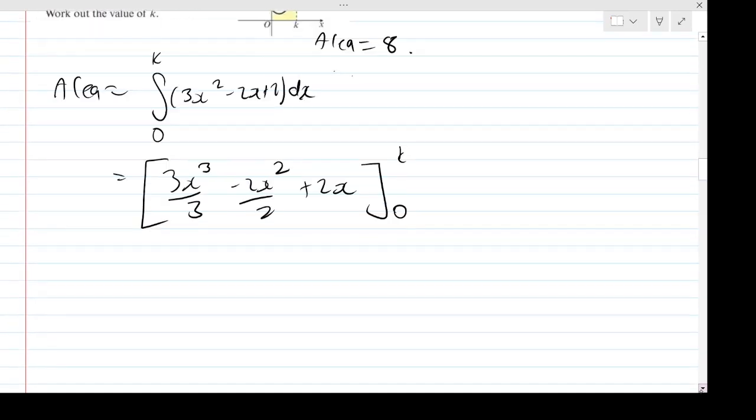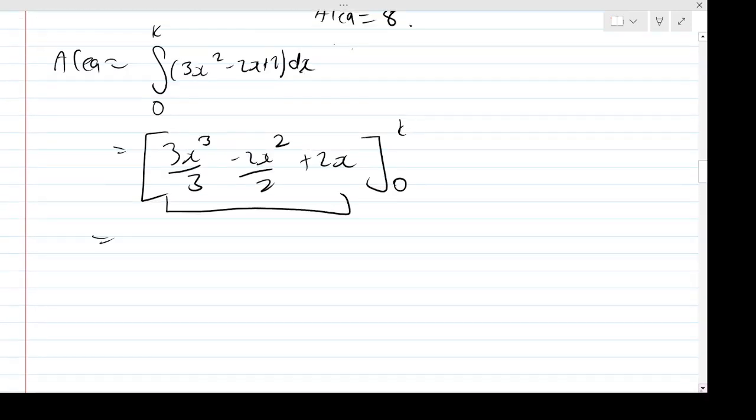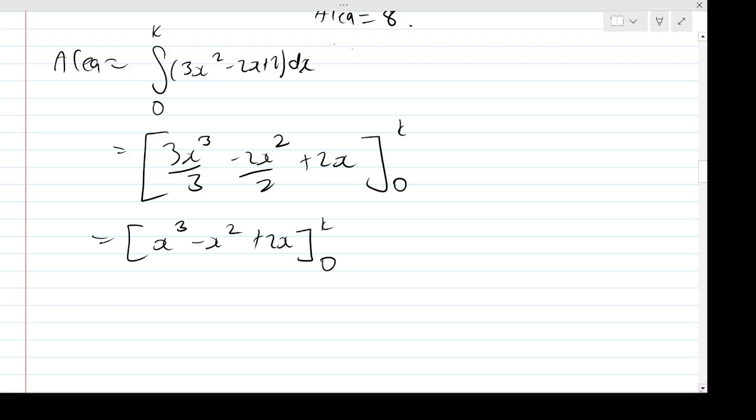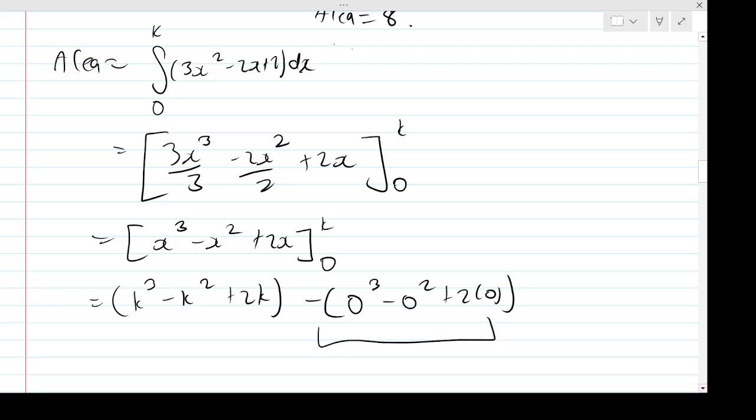Right, we can simplify the fractions to help. Simplify what we've got inside here. Well, 3 over 3 just goes to 1, so it'd be just x cubed. Then minus 2 over 2 just goes to minus x squared plus 2x. Okay, a lot cleaner. So now we're going to do what we normally do, substitute k in first. So it'd be k cubed minus k squared, add 2k. Then we're going to take away, substitute 0 in. So it's going to be 0 cubed minus 0 squared, add 2 lots of 0. Well, that will all go to 0, right? So that would just be k cubed minus k squared, add 2k.